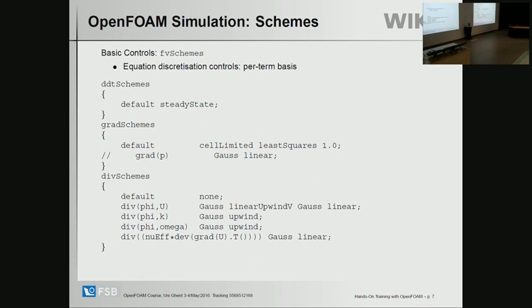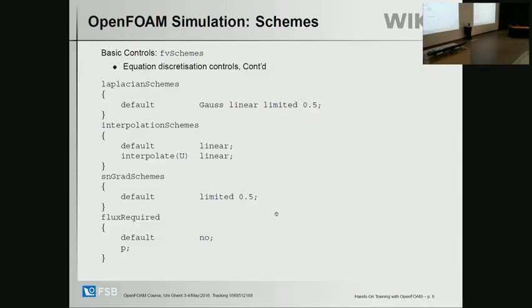For those who need to do this simulation over and over again, number one, start from the tutorial. Number two, set up something that we can call a template case. These are my default settings with a dictionary. Make sure that they work once, and every time you start with something new, start from that case. The second part of this dictionary looks like this: Laplacian schemes, interpolation schemes, snGrad schemes, flux required, and some of them can have a default entry and then a specific override for some of the factors. We will see that at least 20 more times during the course, so I'll let it go for a little bit.